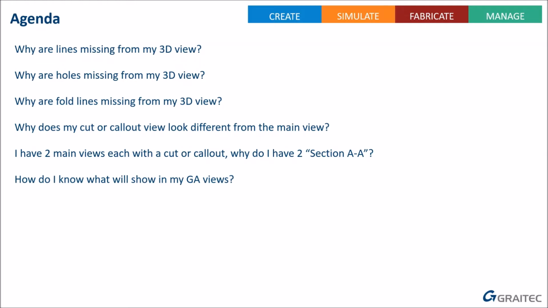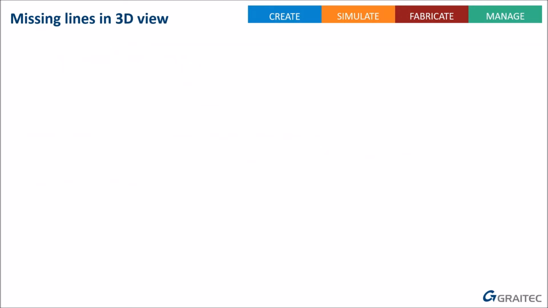I do have a couple of other things, but we'll see how we're doing with time and how long it takes to get through these bits. So in your handout, I have given you the sort of reason and the solution. I'll go through it in the slide and then I'll actually run some things in Advanced Steel. So we'll start with missing lines in the 3D view.